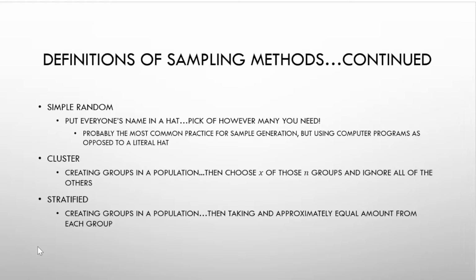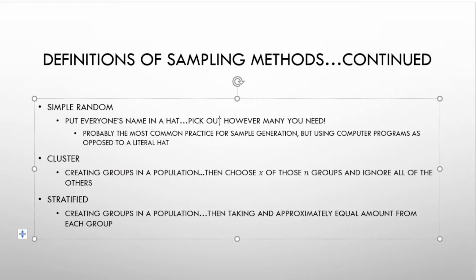Alright, here's some more that are also valid. So, simple random. You'll see this abbreviated as SRS in a lot of stats problems. So again, this is our most basic sampling method. We want to think of putting everyone's name in a hat, and pick out, bless you. There we go. Let's make it pick out. Okay, pick out however many you need. So that's the most basic one.